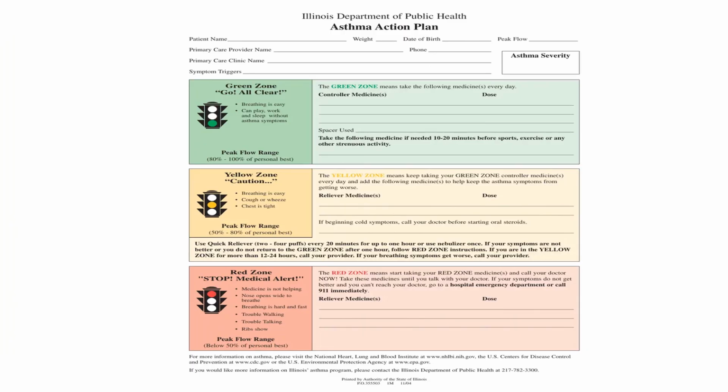And here's another one. This is from the Illinois public health system. So you can see that there are different types of asthma action plans, but it's very important that every child has an asthma action plan, and every asthmatic should have that in general.